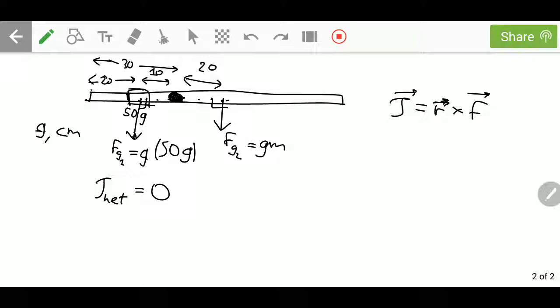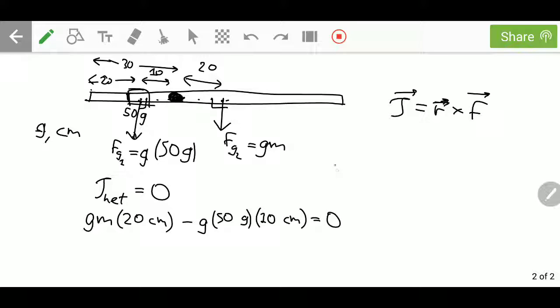And so what we see is that the torque exerted from the force of gravity on the rod will be g times M times 20 centimeters. And then we subtract the torque from the force acting on the 50-gram mass. So it will be g times 50 grams times 10 centimeters, and that must equal 0.